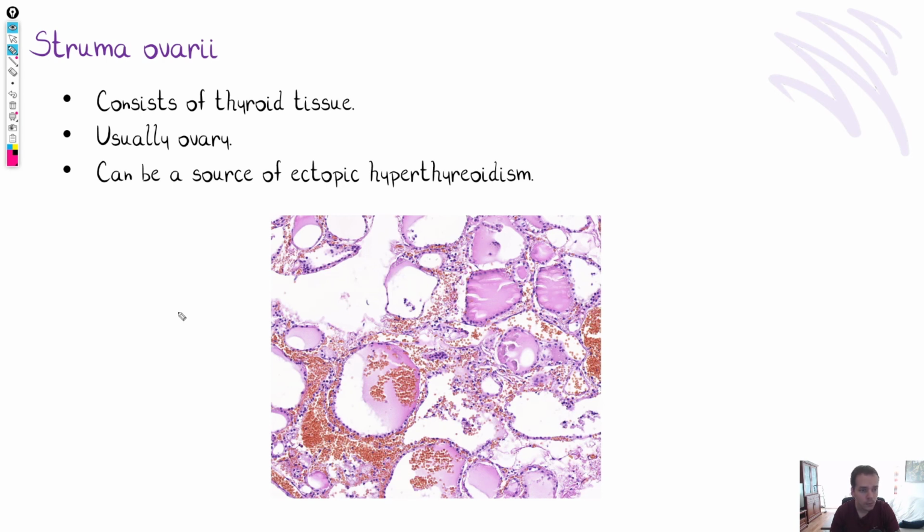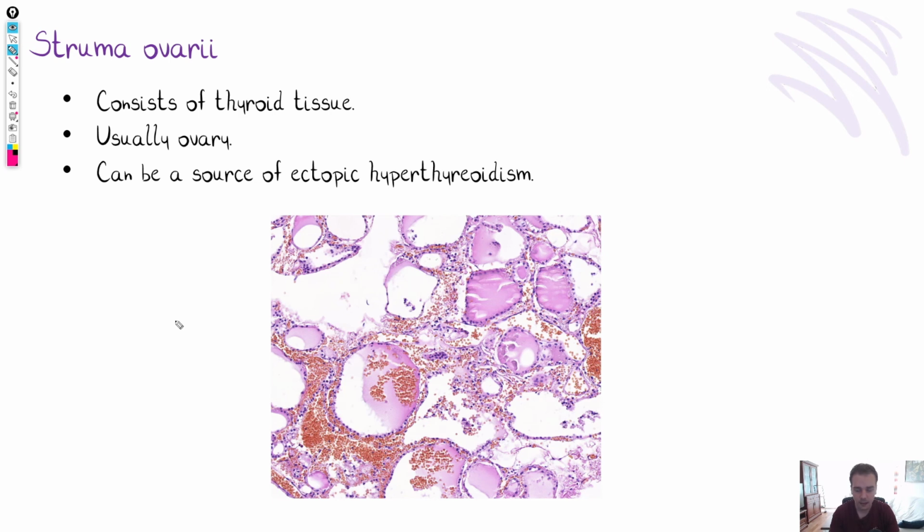thyroid tissue. And sometimes this ectopic thyroid tissue can be a source of ectopic hyperthyroidism. So those patients, those women, can show clinical signs of hyperthyroidism, but their thyroid glands are completely okay, they are normal, because the source of the hormone is the ectopic tissue in the teratoma. So it's good to keep in mind that this can exist.